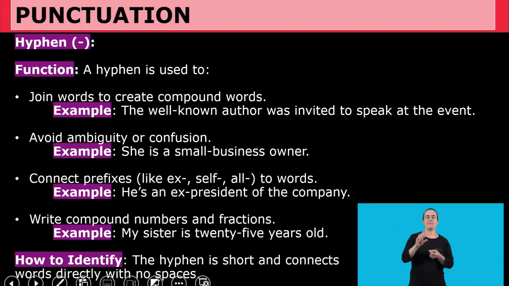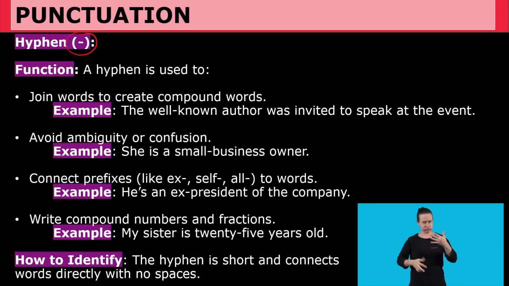Then we have the hyphen. Here you can see the hyphen. A hyphen has many uses and we'll go through all of them. They create compound words, so: the well-known author was invited to speak at the event. They are also used to avoid ambiguity or confusion. She is a small-business owner, so here we know the business is small and the owner is not small.